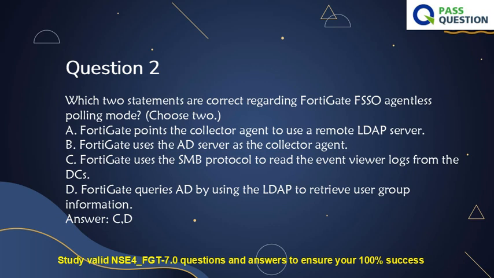Question 2. Which two statements are correct regarding FortiGate FSSO agentless polling mode? Choose 2. A. FortiGate points the collector agent to use a remote LDAP server. B. FortiGate uses the AD server as the collector agent. C. FortiGate uses the SMB protocol to read the event viewer logs from the DCs. D. FortiGate queries AD by using the LDAP to retrieve user group information. Answer: C, D.